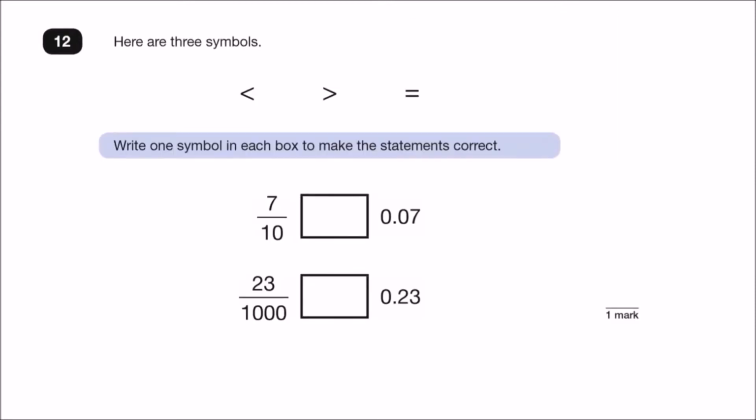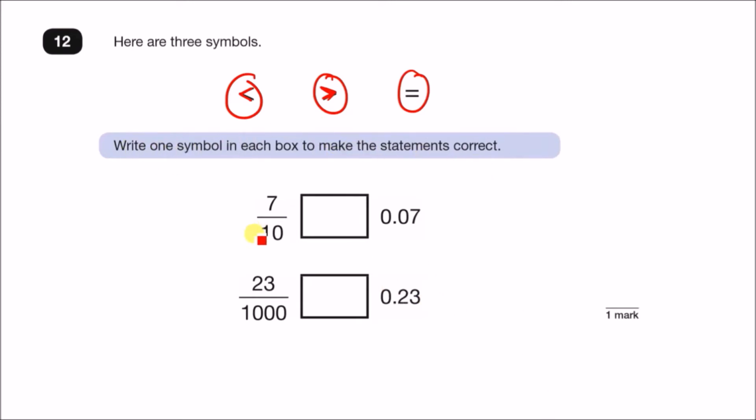All right, number 12. So here are 3 symbols. We've got inequality signs, which are less than, greater than, and equal. Just remember, the one with the pointy bit on the left is a less than, and the one with the open mouth is a greater than. We call it greater because we look at left to right. Now write one symbol in each box and make the statements correct.